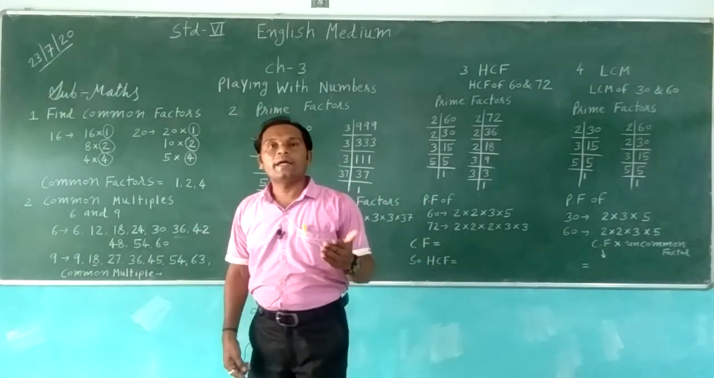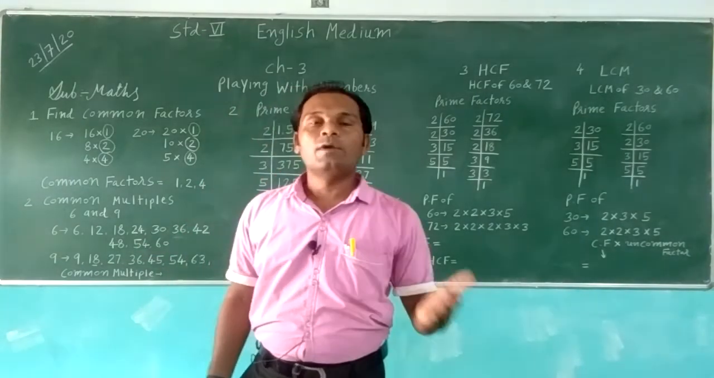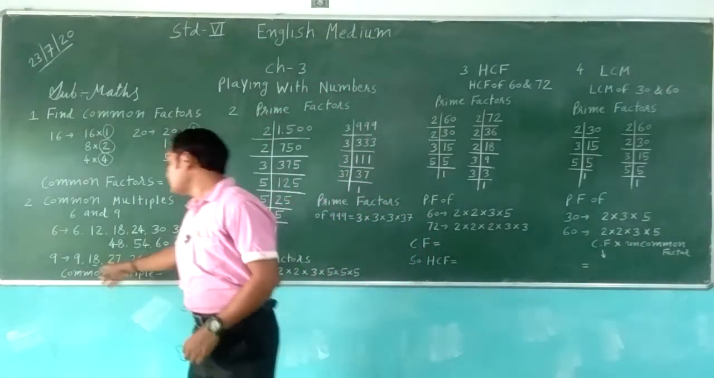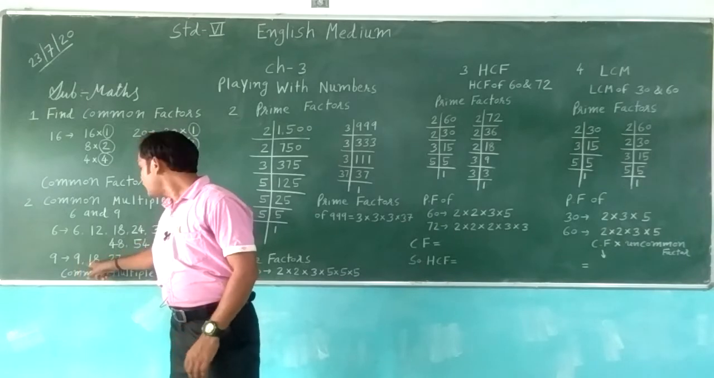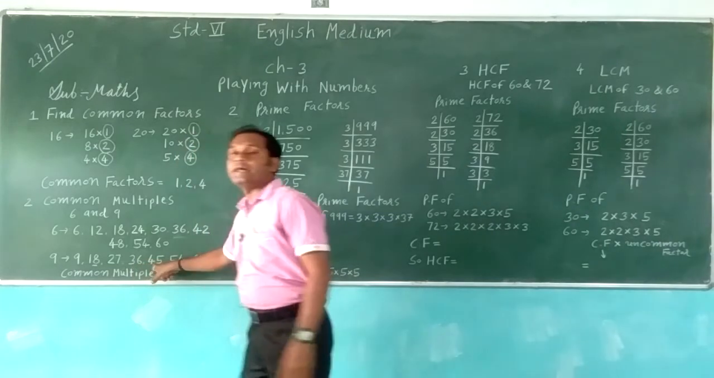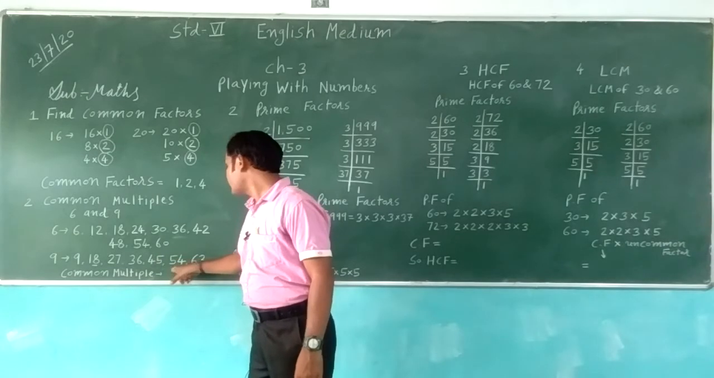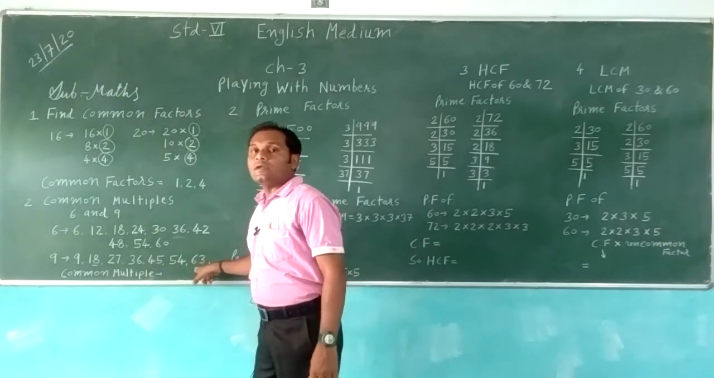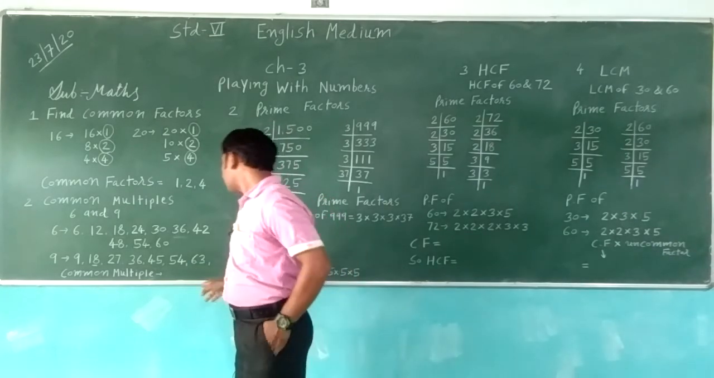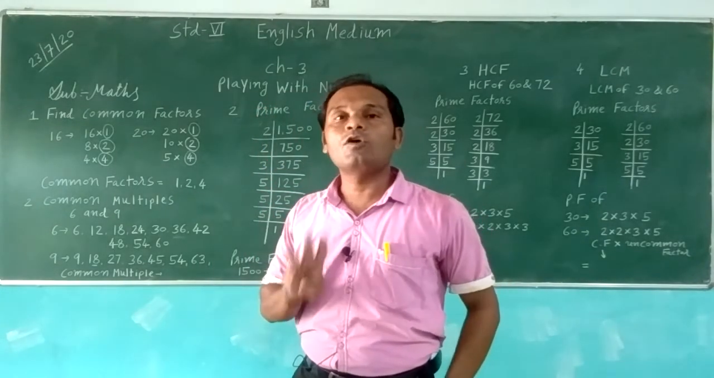Then we'll find multiples of 9. In the same way we'll write multiples of 9. So the 9 table definitely we will write. 9 1 is 9, 9 2 is 18, 9 3 is 27, 9 4 is 36, 9 5 is 45, 9 6 is 54, 9 7 is 63, and that much only we have written, because we need to find just 3 common multiples.